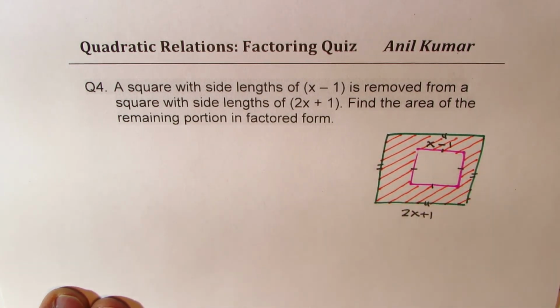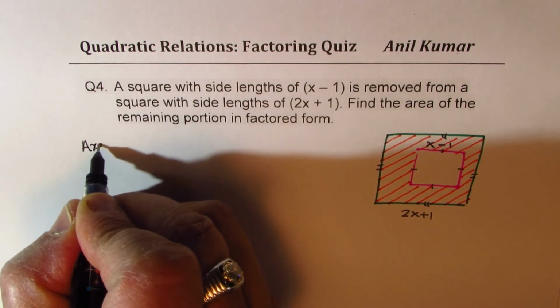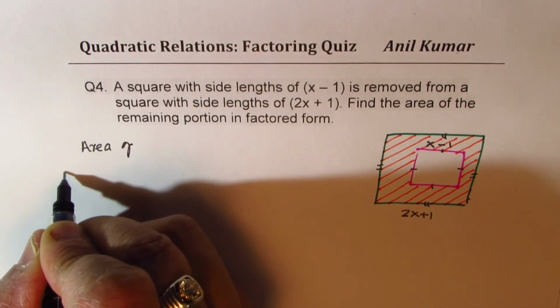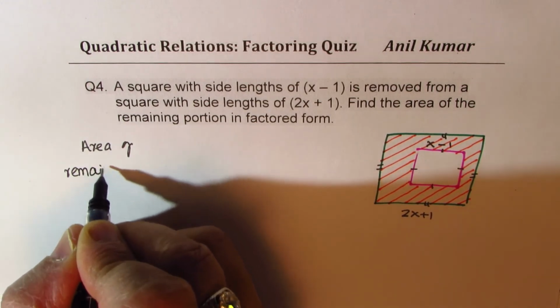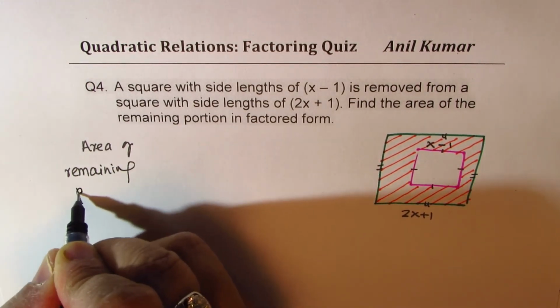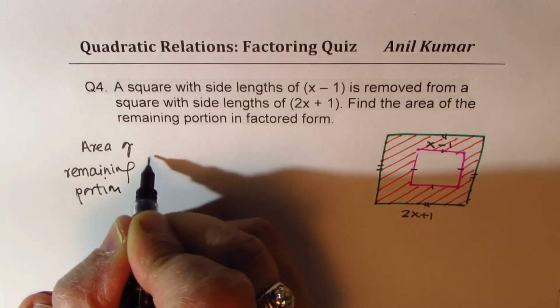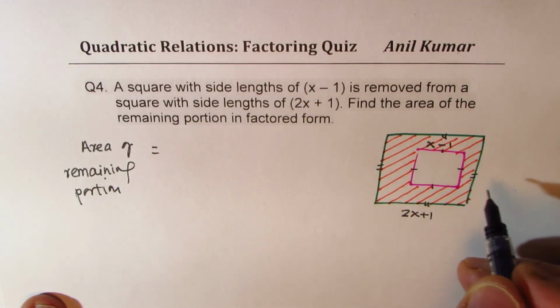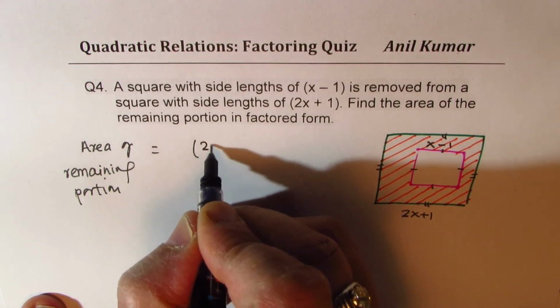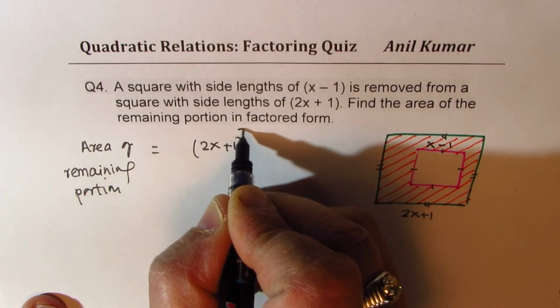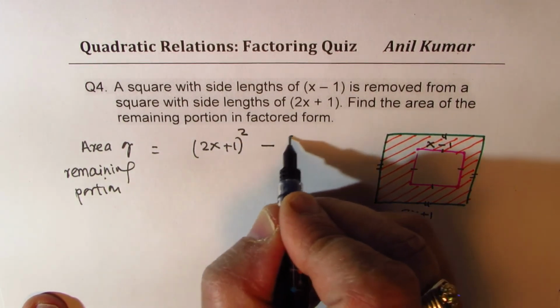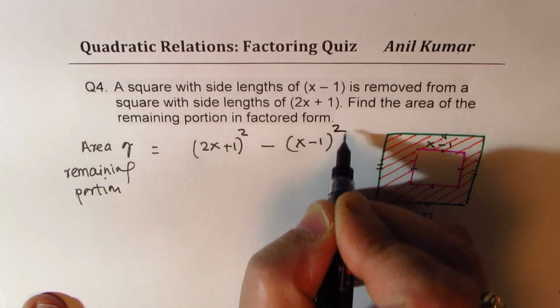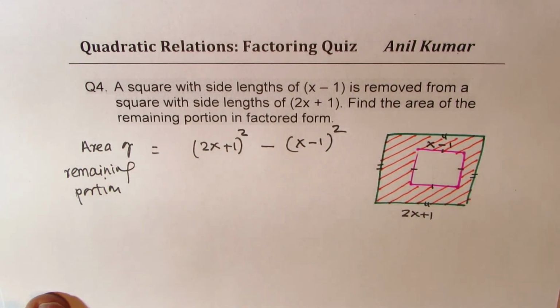So this is the portion which we are interested in. So the area of remaining portion is what? Is basically difference, right? So the bigger area minus smaller area. That is to say, 2x plus 1 whole square, which is the bigger area, take away x minus 1 whole square. So that is an expression which can help you to solve this question.